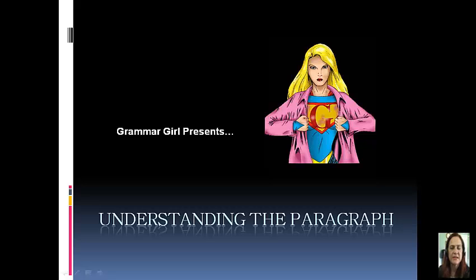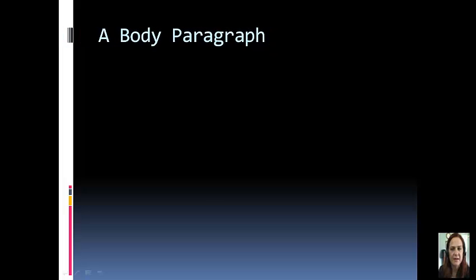We're going to do this lesson in two parts. The first part we're going to look at the three essential parts to a paragraph. And then in part B, we're going to look at the three qualities that are needed to have an effective paragraph. So, let's get going with the three parts of a paragraph.